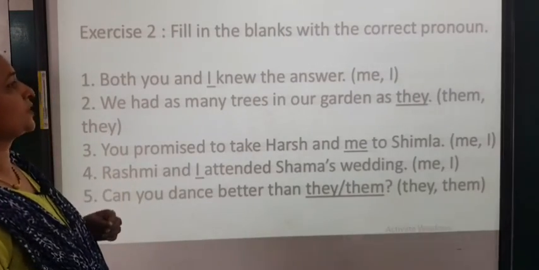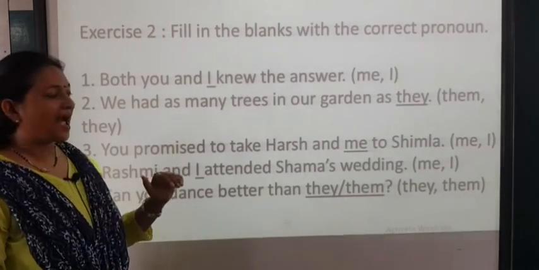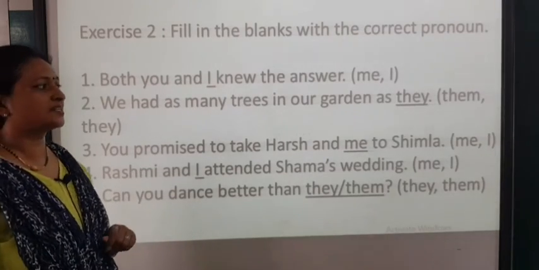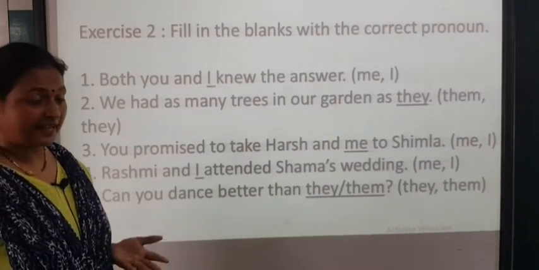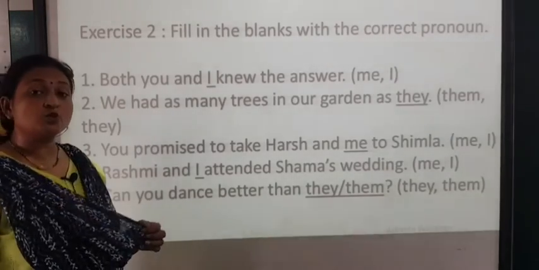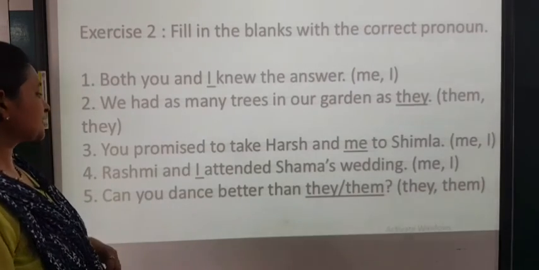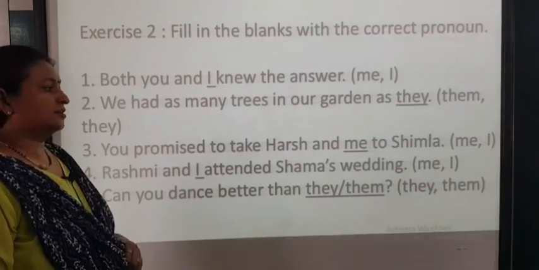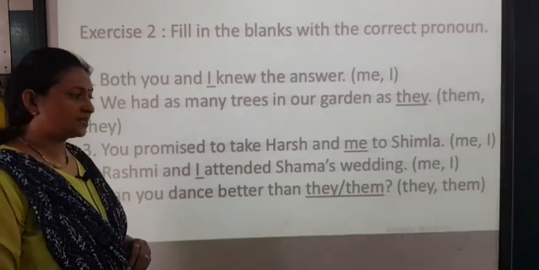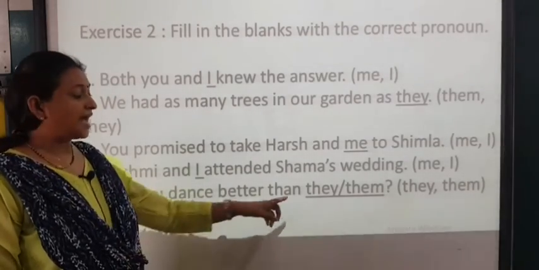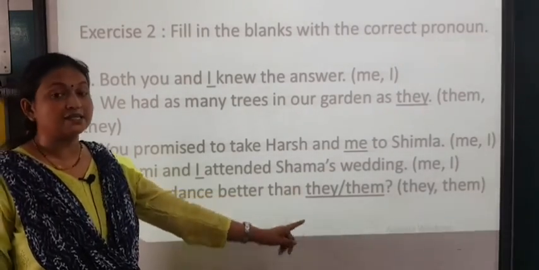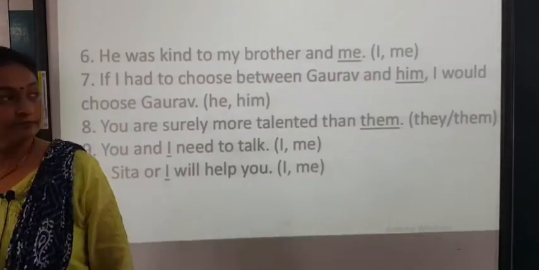Now filling the blanks with the correct pronoun. Both you and I knew the answer. We had as many trees in our garden as they. You promised to take Harsh and me to Shimla. Rashmi and I attended Sharma's wedding. Can you dance better than? Than is there, so it should be they. You can write them, but they is more appropriate.